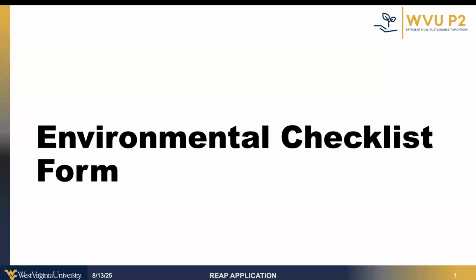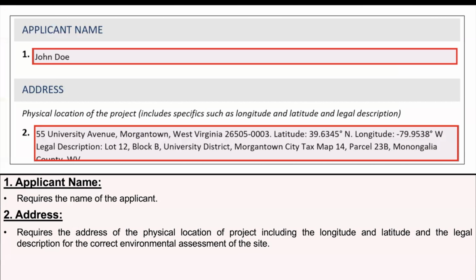In this section, I will walk you through the environmental checklist form that's part of the REAP application. This checklist ensures our project complies with environmental requirements under USDA guidelines. Let's go step by step through this form. Field 1 and 2 ask for the applicant's name and the exact physical location of the project. It must include the full address, latitude and longitude coordinates, and a legal description like tax map or parcel number to ensure proper environmental assessment.